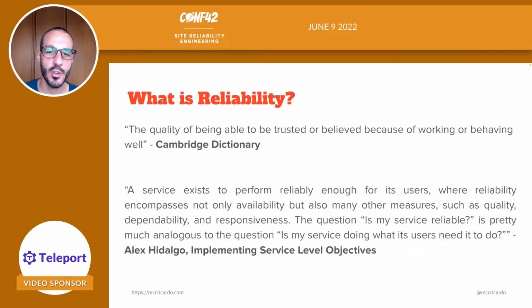If you look at the dictionary, the Cambridge Dictionary in this example, we can see a definition that says the quality of being able to be trusted or believed because of working or behaving well. So in essence, this means that something is reliable if it's behaving well. And this is a bit rough. So I like the definition from Alex Hidalgo's book, Implementing Service Level Objectives, actually a better way to define reliability.